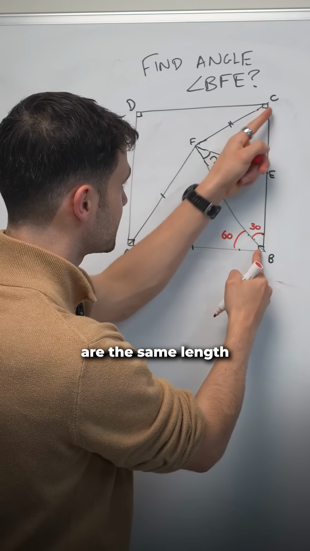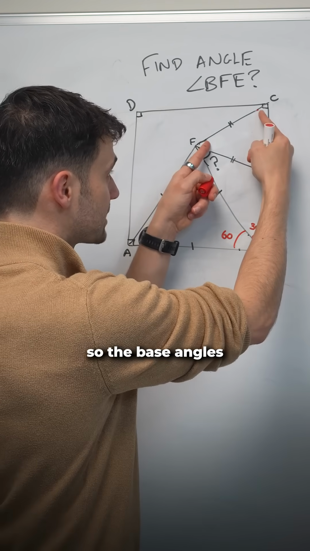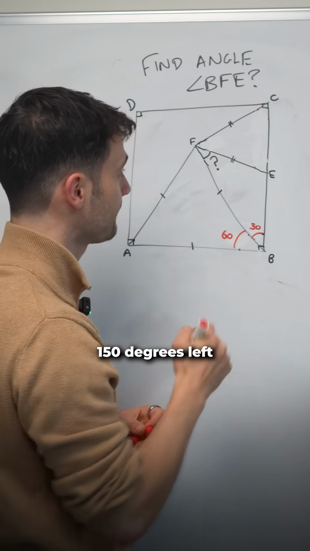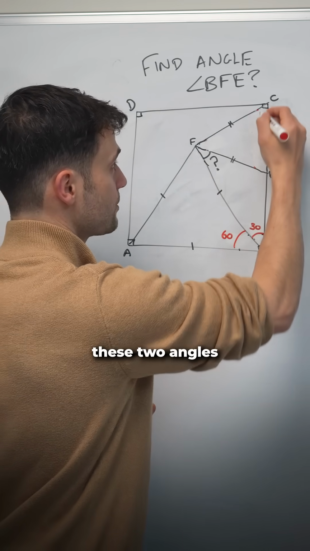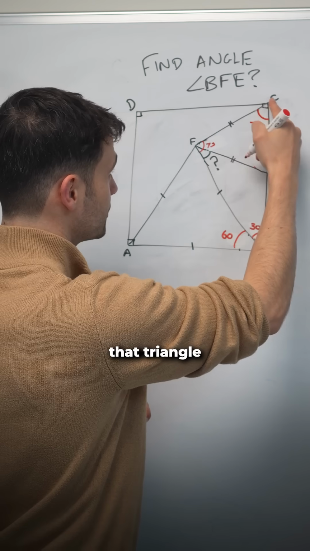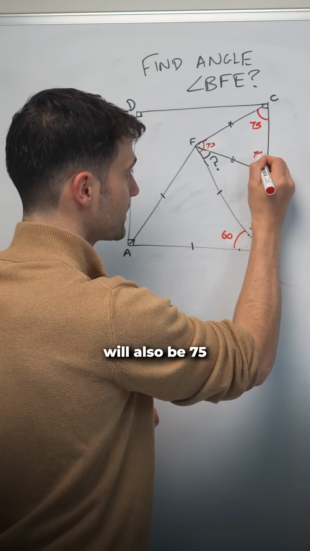If these two sides are the same length, then that means this triangle is isosceles. So the base angles in the isosceles triangle are equal. So given that there's 150 degrees left that we're splitting equally between these two angles, they're both going to be 75. And we also know that triangle CFE is isosceles too. So this base angle will also be 75.